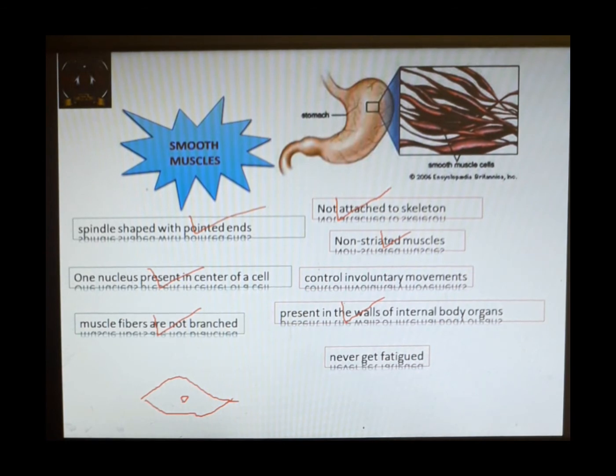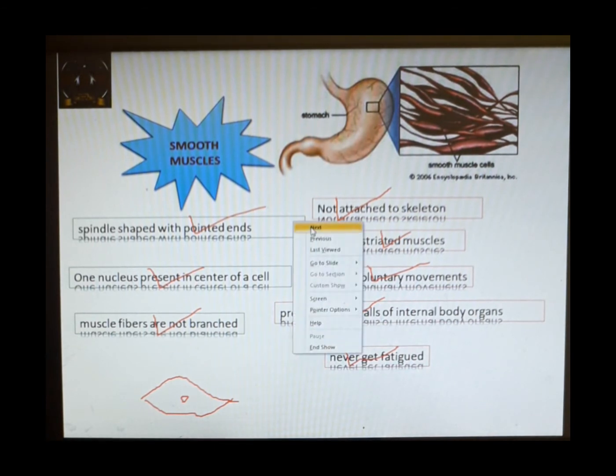Then these muscles are going to control involuntary movements. All the muscles of internal body organs will work at their own pace. They will not work according to our wish. If I ask my stomach not to do work today, it won't happen, because stomach muscles will work on their own. They are not controlled voluntarily, and that's why they are known as involuntary muscles. And then they never get fatigued. Have you ever heard your stomach say, oh my god, today I'm tired and I'm not going to digest food, I don't want to do work today? That means they work continuously and they never get fatigued. So yes, this is all about these smooth muscles.